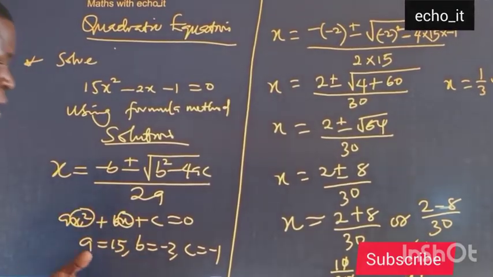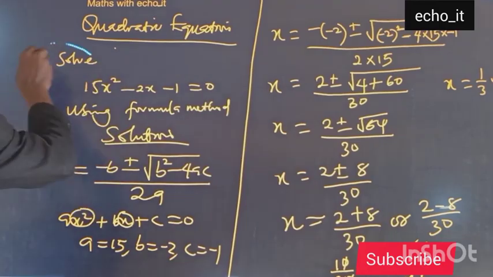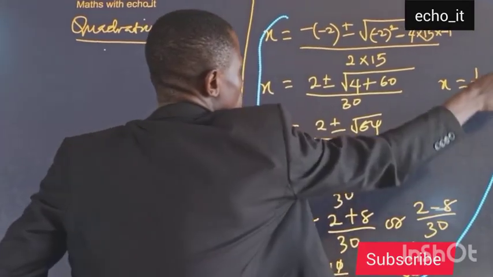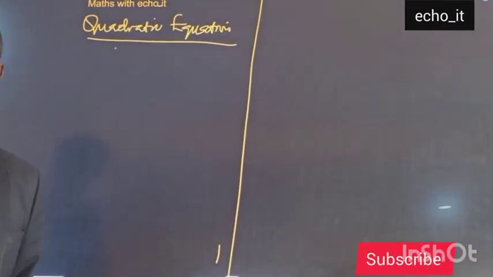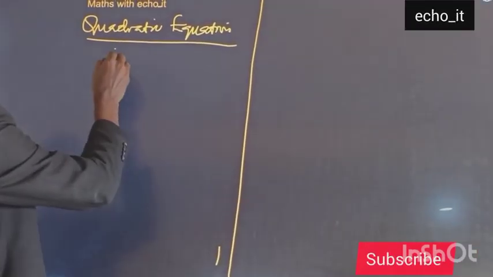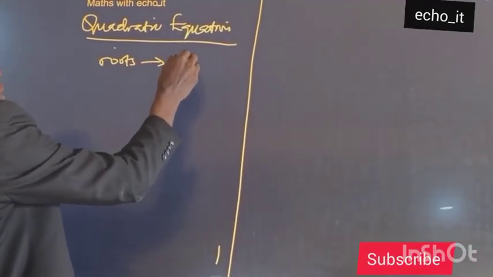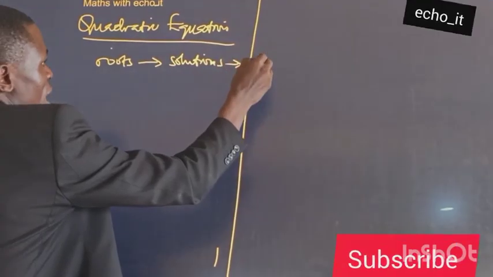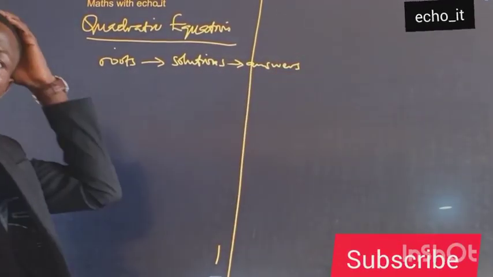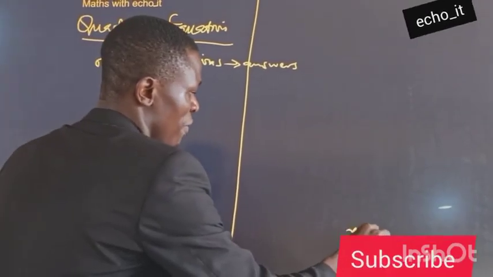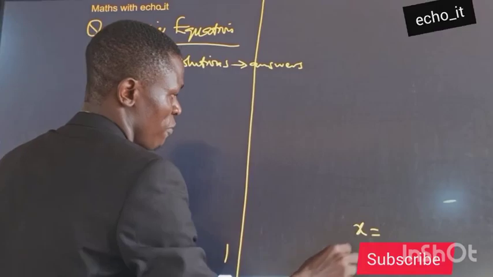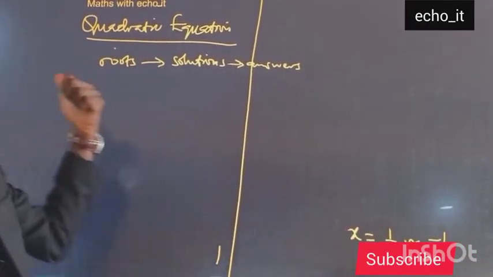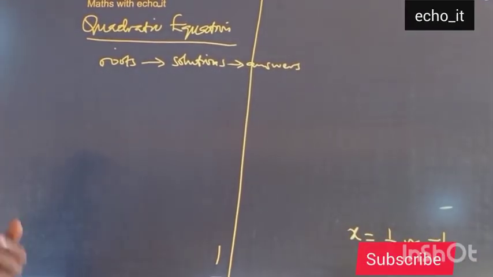It's very simple. Alright, moving on with our revision, let's look at roots in quadratic equation. Roots means solutions or answers. The answers you're going to get at the end, like we have before, we have x equals to minus 1, we have 1 over 3 or minus 1 over 5. These are the roots to the previous quadratic equation we saw.